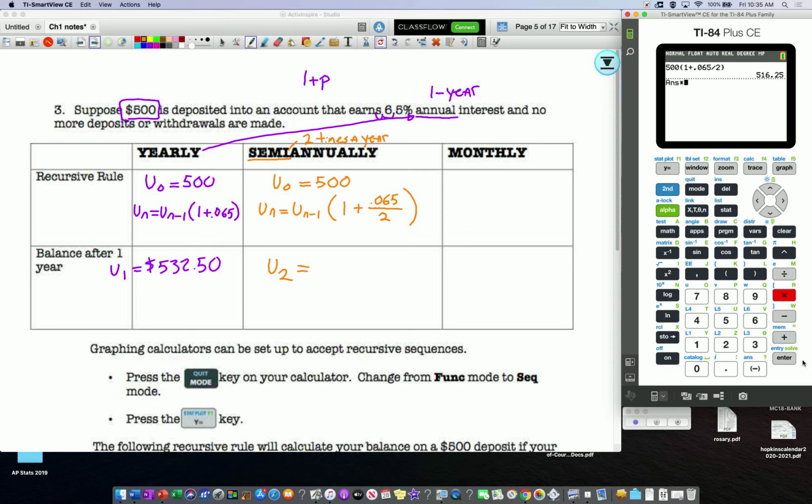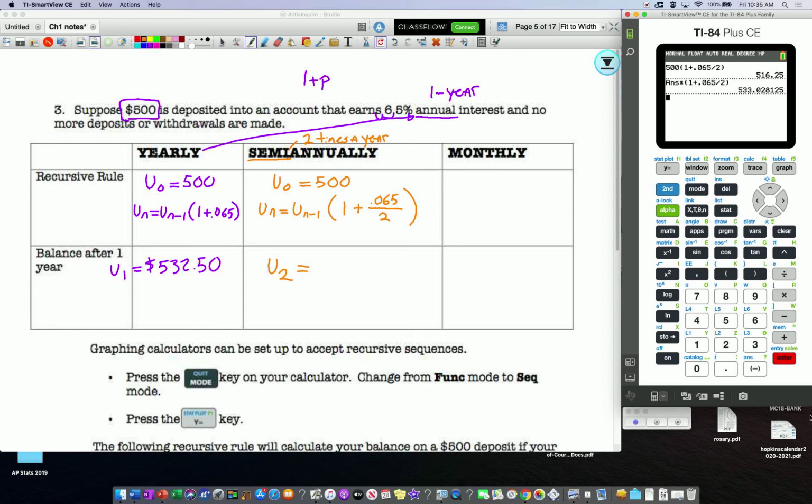So I go times by parentheses 1. Please take the plus this time, thank you. This time it did it for me. I kind of noticed that, whoa, I almost messed up again. Wow, 0.065 divided by 2. So you can see how just little typing errors, even on your calculator, Mr. Bartz even makes them once in a while, can cause some issues.